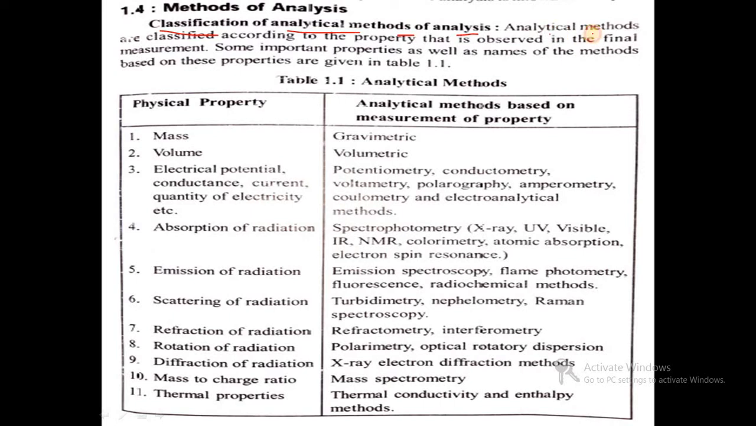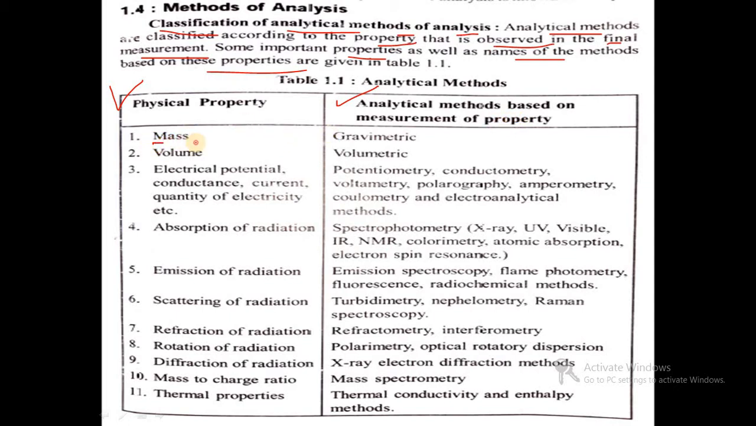Analytical methods are classified according to the property that is observed in the final measurement. Some important properties as well as names of the methods based on these properties are given in the table below. Table number 1: analytical methods, which describe physical property and analytical methods based on measurement of property.